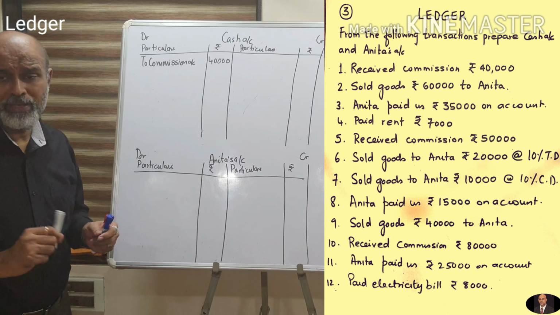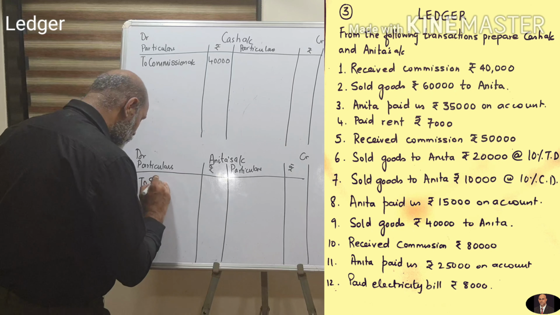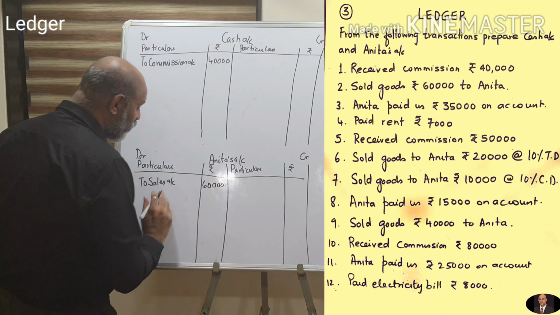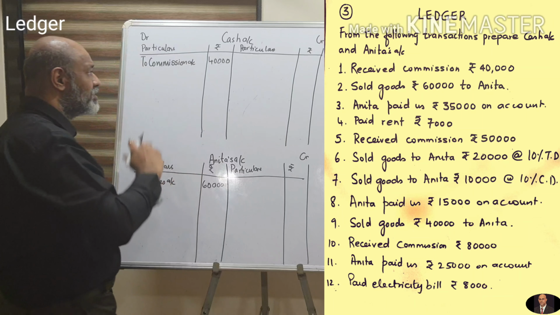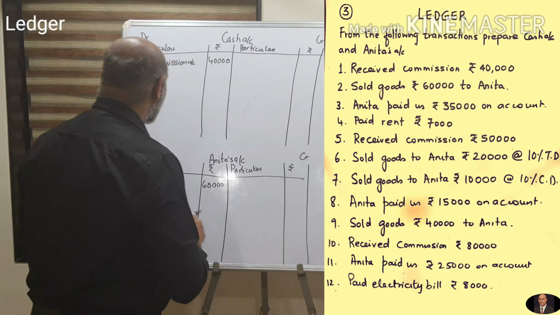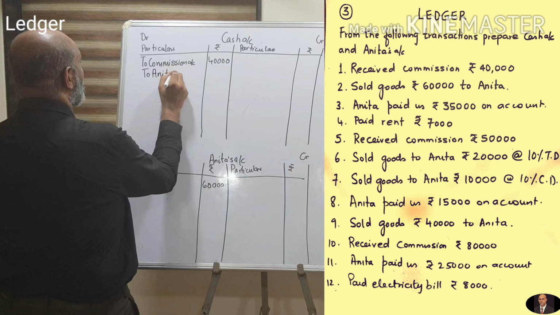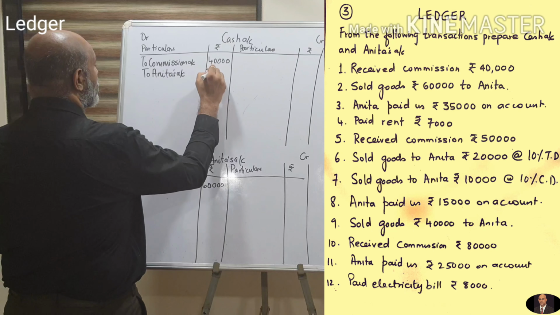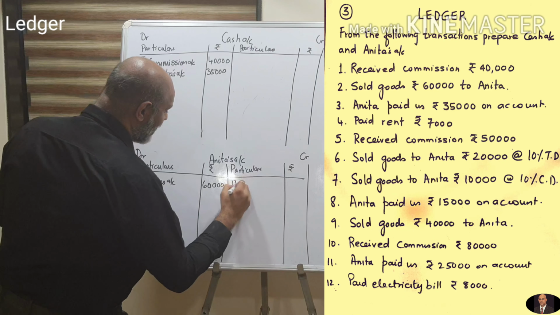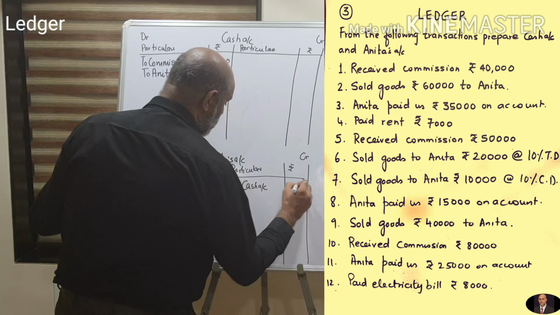After that, sold goods rupees 60,000 to Anita. So it is Anita to sales 60,000. Go to the other side of the sales account and write down by Anita. Anita paid us rupees 35,000 on account. So it is cash account debit to Anita's account 35,000. Immediately go to Anita's account on the opposite side, that is this side, and write down by cash 35,000.